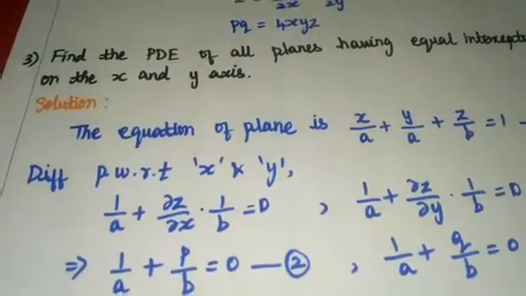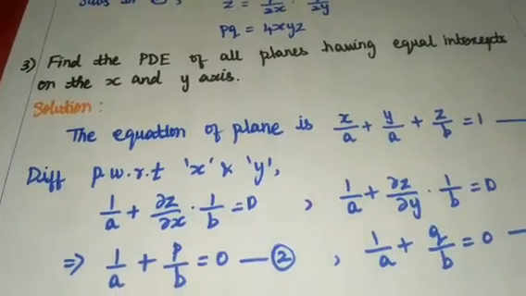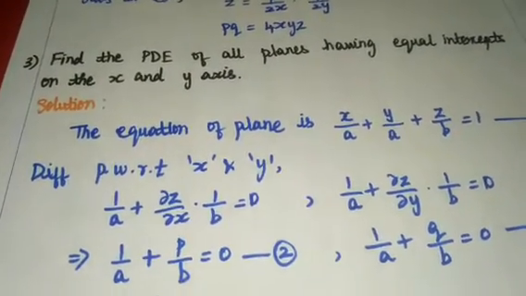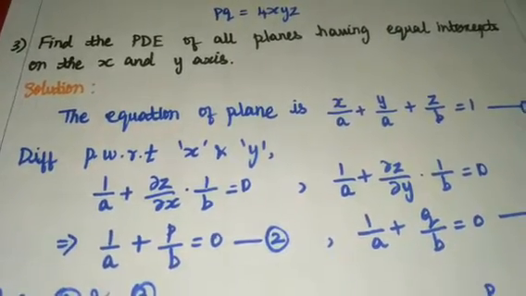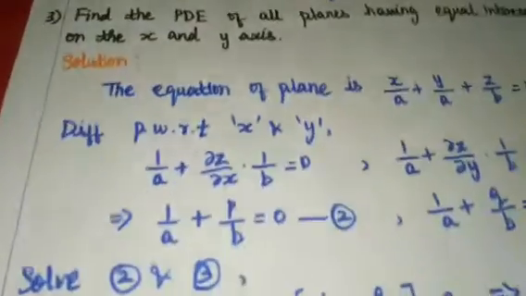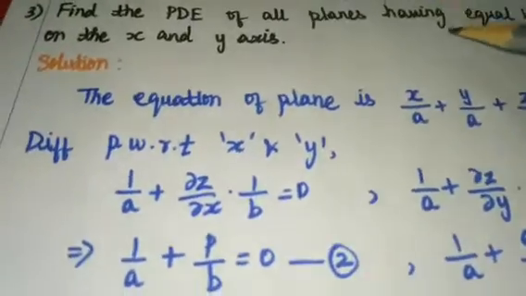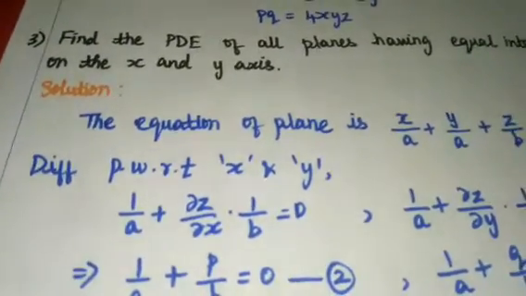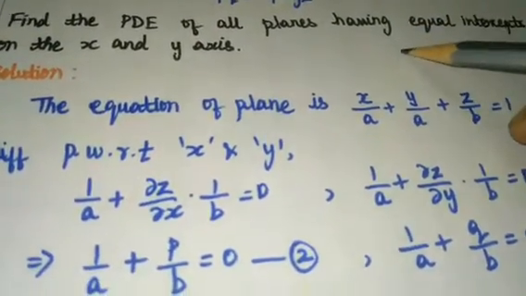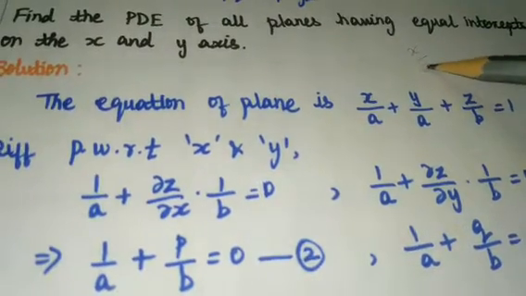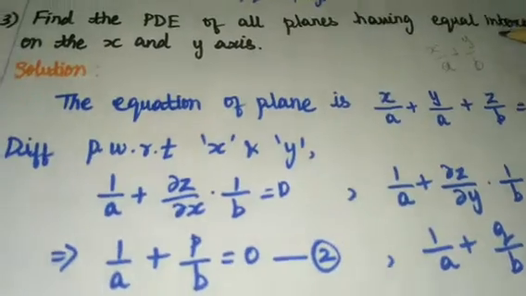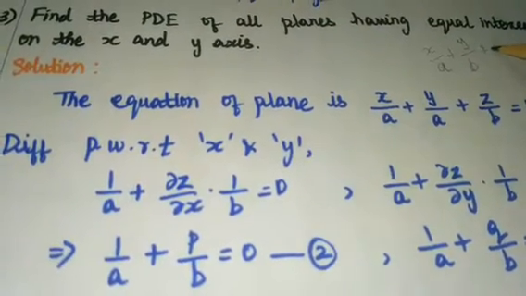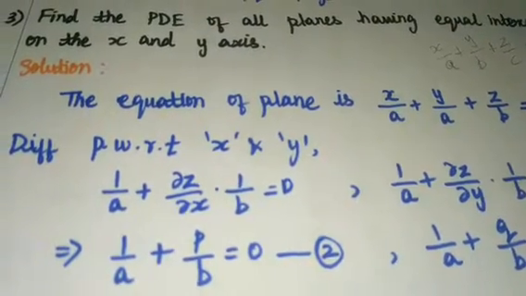So in this question, they ask, find the PDE of all planes having equal intercepts on the x and y axis. So the equation of the plane is x by a plus y by b plus z by c is equal to 1.